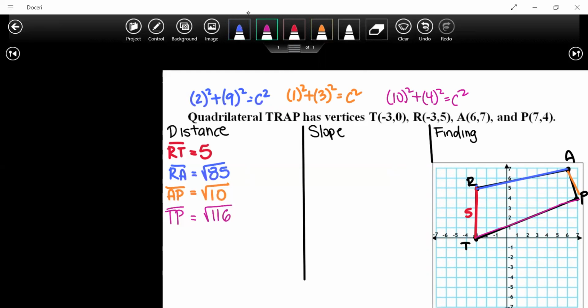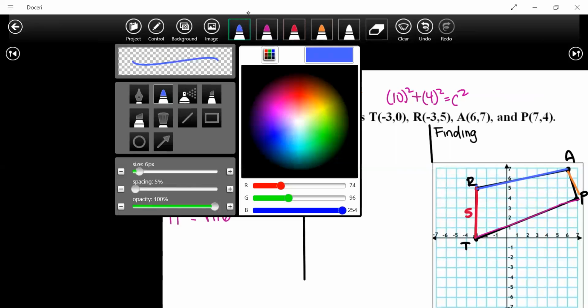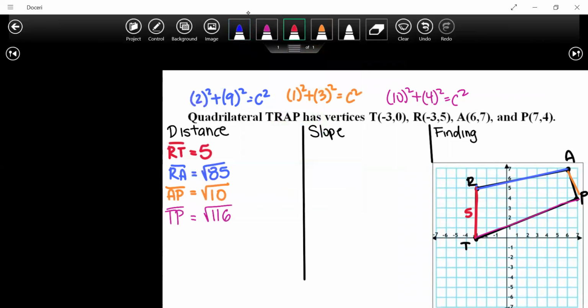Let's go ahead and look at our slopes of these cases. So what is the slope of RT? I know it's kind of one that we haven't done in a while. Undefined, vertical line, undefined. Yeah, you could have told me 5 over 0. 5 over 0, it still would have been undefined.